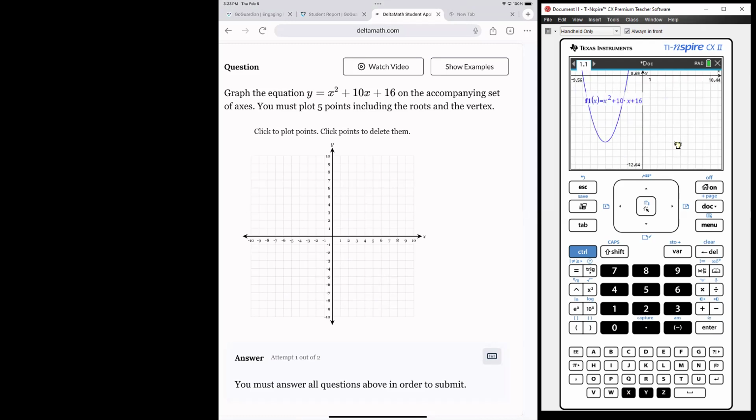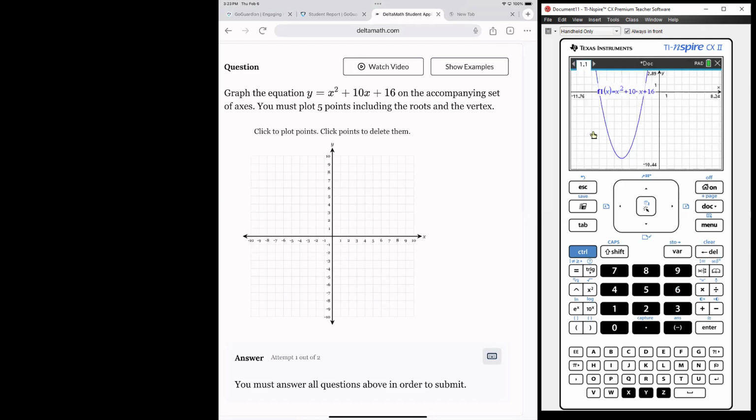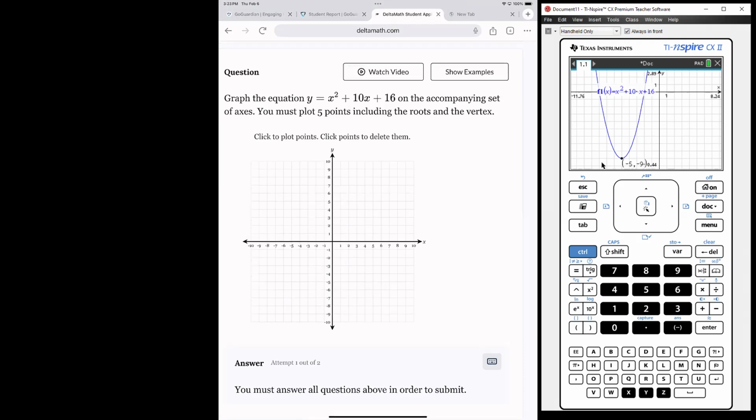Okay, I'm going to bring it up a little bit. I need, move it over. I need the vertex, which is a minimum. So I'm going to go menu 6, 2, menu 6, and then for the minimum. And then I start on the left, pull it to the right. So the vertex is going to be (-5, -9). So I'm going to come over to -5, and I'm going to go down to -9, and it's going to be right there. Okay, that's my first point.